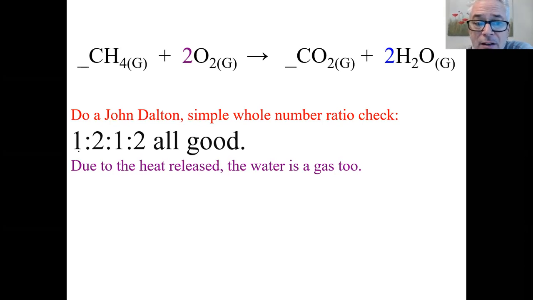And in purple there, it says, look, due to the heat released, the water is a gas. Methane gas, that's Bunsen burner gas. That's gas in my stove. It makes dang hot, very exothermic. The water is going to be a gas.